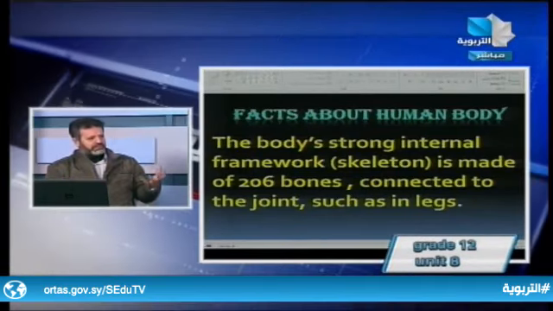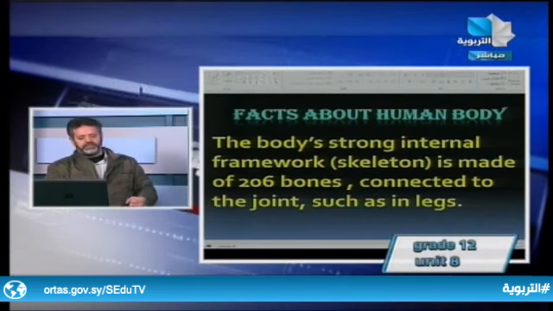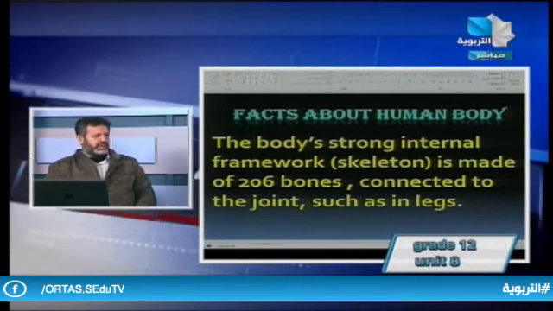Mr. Mazin, after the skin, we come to the bones. We can't stand, we can't move, we can't do anything without bones. So what are bones, and how many bones are there in the human body? The bones are the body's strong internal framework. Internal means from inside. You cannot see them, but they are there inside your body, and you can feel them if you touch.